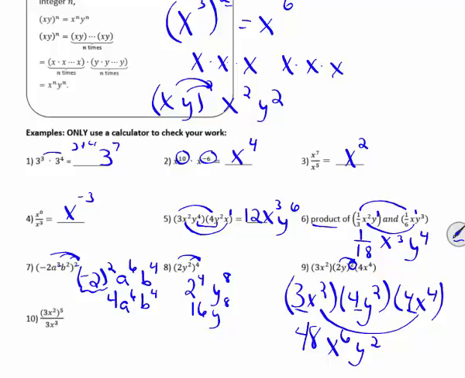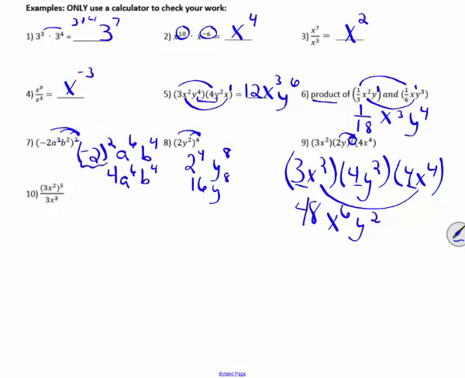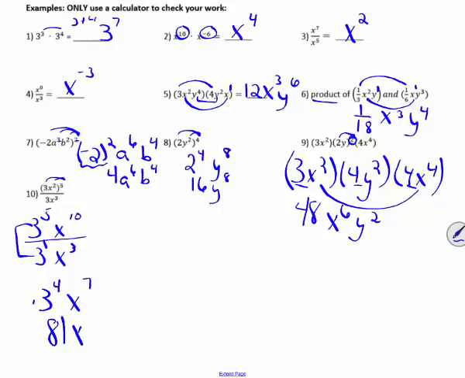And for number 10, so this time I'm not going to make that mistake. So I need to just take care of that first. So I'm going to have 3 to the 5th, x to the 10th, divided by 3x to the 3rd. Now I'm going to do my bases. So I have like bases here. So 3 to the 5 minus 1 is 4. And my x's, 10 minus 3 is 7. And then again, I should simplify this. 3 to the 4th is 81. X to the 7th.